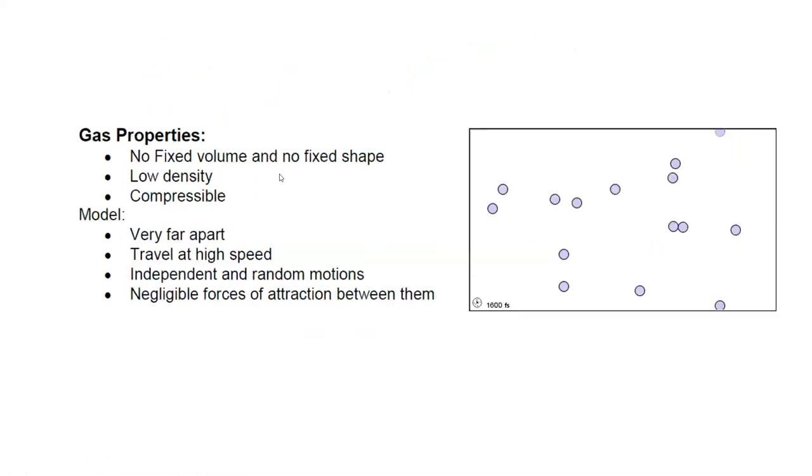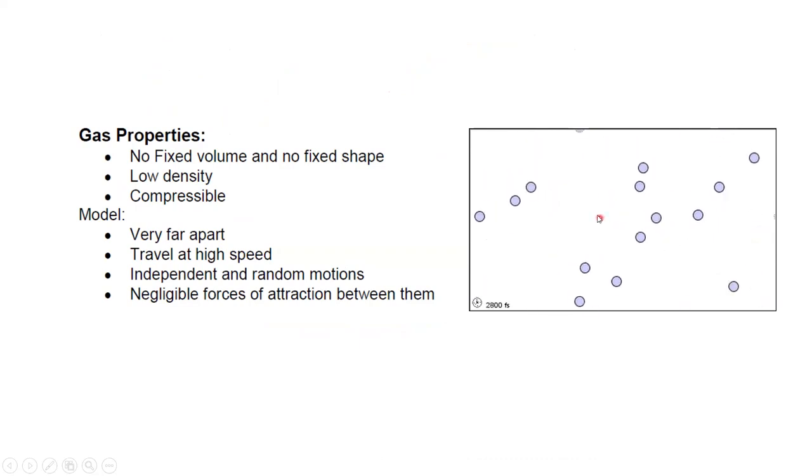And when we compare the third state, that is the gaseous state, what you see in the gas is that it does not have any fixed volume or shape. It takes the shape of a container, as well as it occupies the space available. It has very low density, and it is compressible because the particles have greater distance between them, so it is easy to compress.